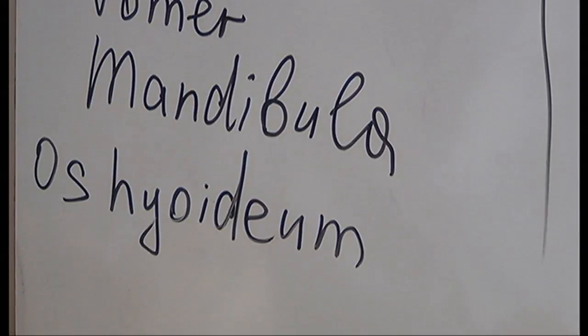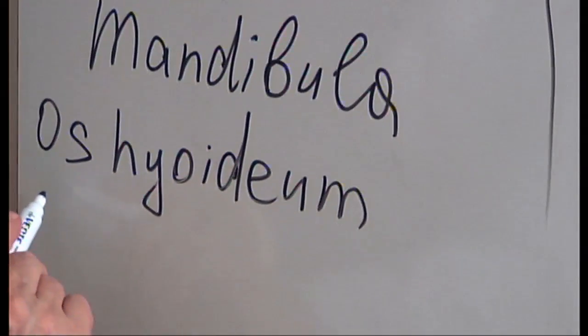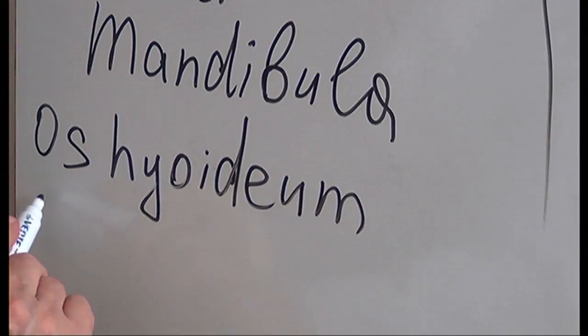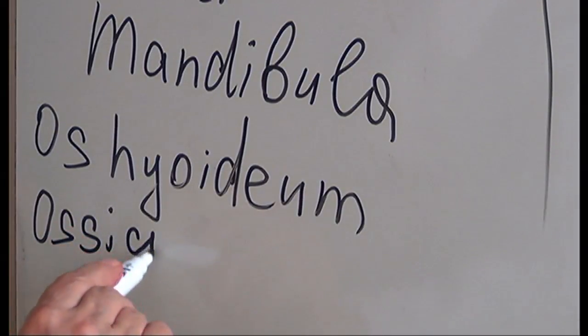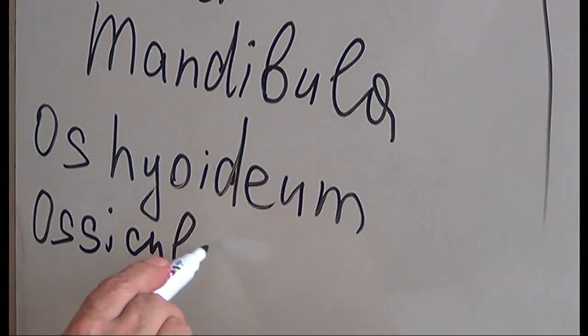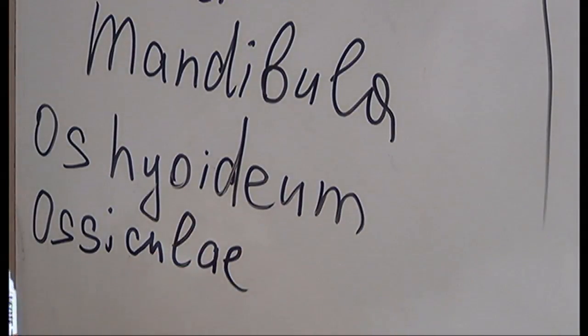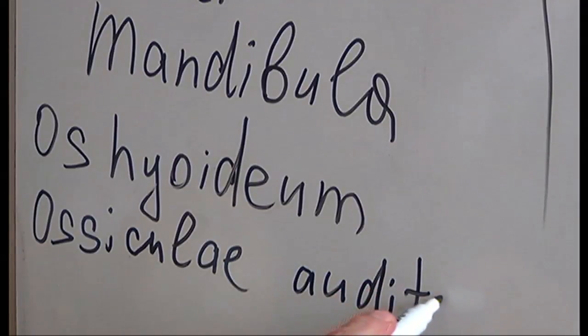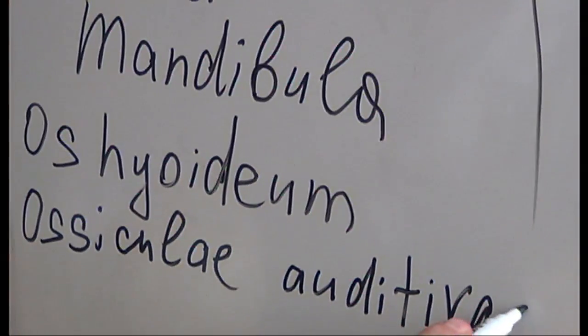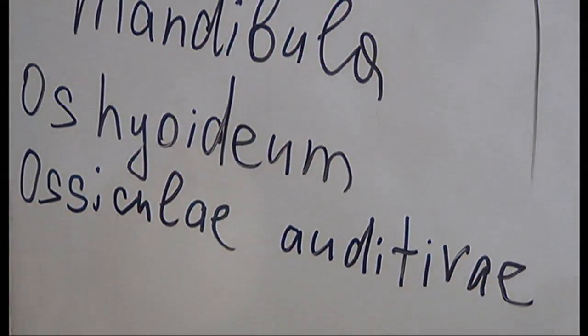And also there are very small bones, ossiculae. Not os, but ossiculae. It means very, very small. Ossicula auditiva.